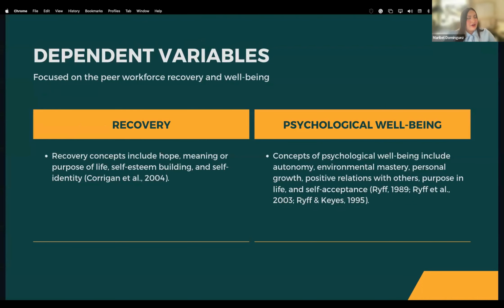So for the dependent variables, these would be the outcome variables. And so the outcome would be recovery. Another outcome of the hypothesis would be psychological well-being. Recovery is a concept that is defined as having hope, meaning and purpose of life, self-esteem building, and self-identity. And for the psychological well-being, the concepts include autonomy, as we've mentioned before, environmental mastery, personal growth, positive relations with others, and a purpose of life along with self-acceptance.